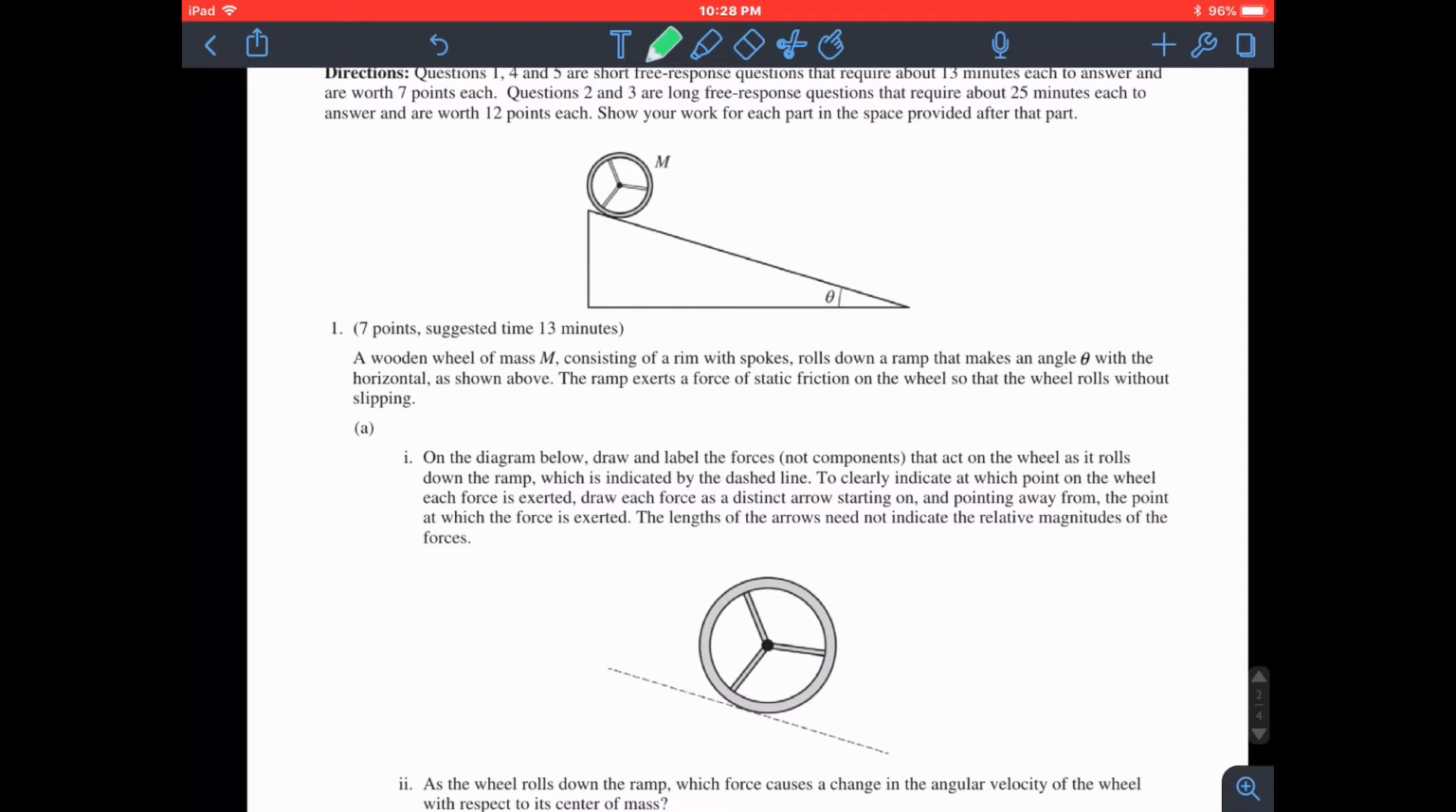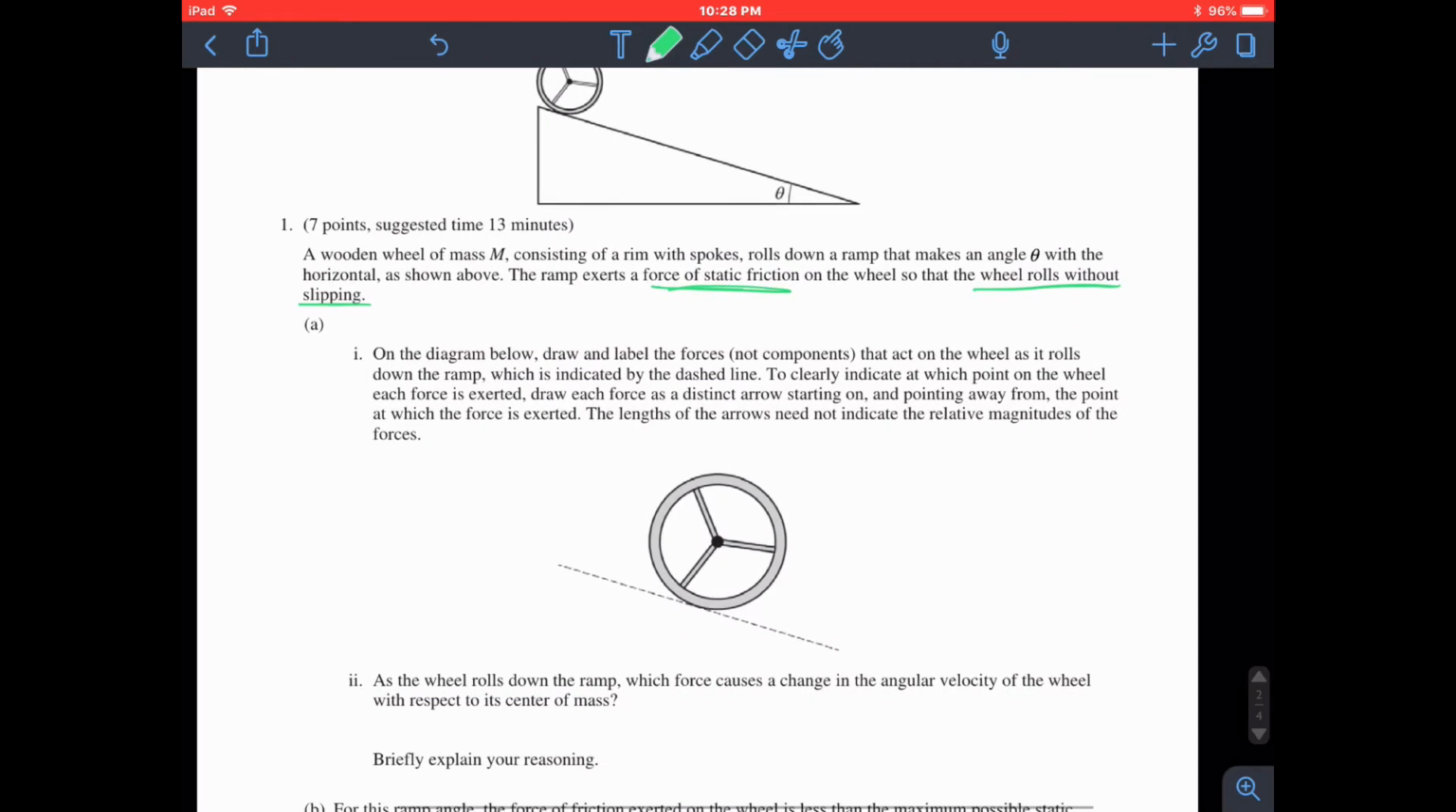But in the top paragraph, it gives us some really key information that is consistent throughout the entire question, and that is the fact that this wheel rolls without slipping, therefore it has some sort of friction. In this case, some force of static friction. So now that we've read that, let's go ahead and jump right into the question.